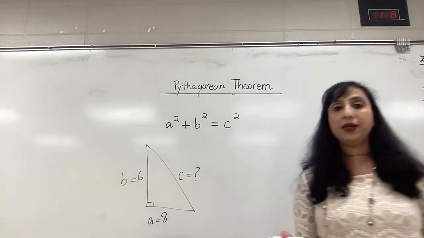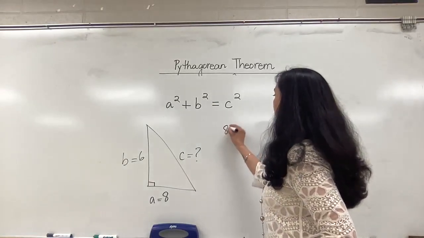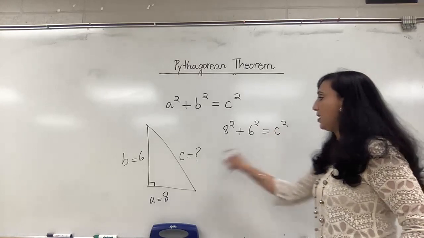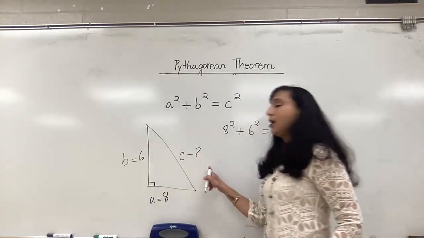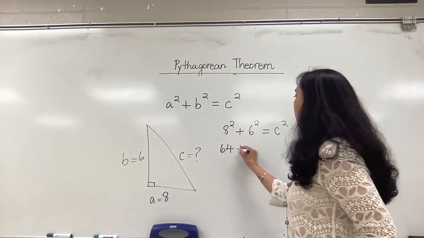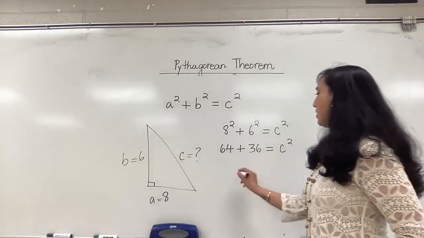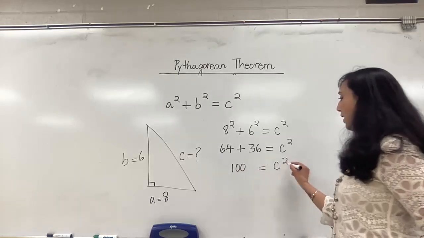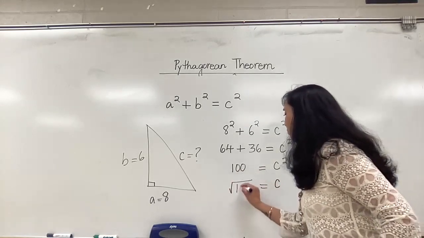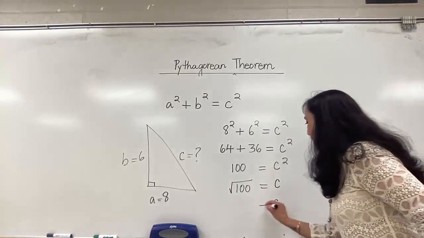All right, so now what we're going to do is take A squared. So A squared is going to be 8 squared plus B squared, which is 6 squared, is going to give me what C squared is going to be. Because remember, the sum of the two squares will add up to the hypotenuse squared. So now 8 squared, I get 64, plus 6 squared is 36, should give me C squared. And 64 plus 36 gives me 100, which is equal to C squared. So in order to find C now, I will have to take the square root of 100. And I know that 10 times 10 gives me 100. So therefore, C is going to be 10.